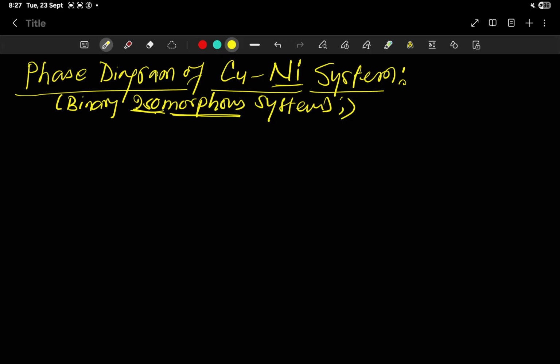So we have learned earlier that this copper and nickel system follows the Hume-Rothery rule, and they make a solid solution, a substitutional solid solution of copper and nickel. Okay, so let's try to understand and learn how its phase diagram is generated, how phase diagrams are formed.